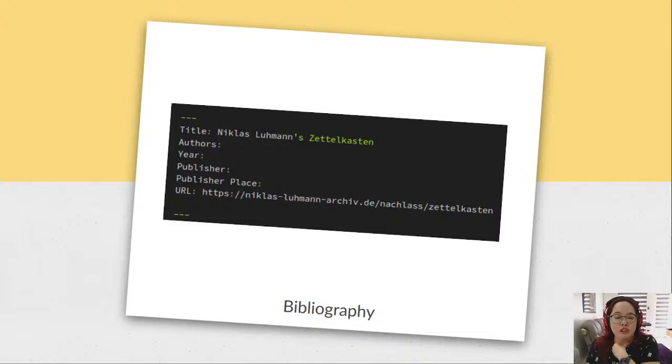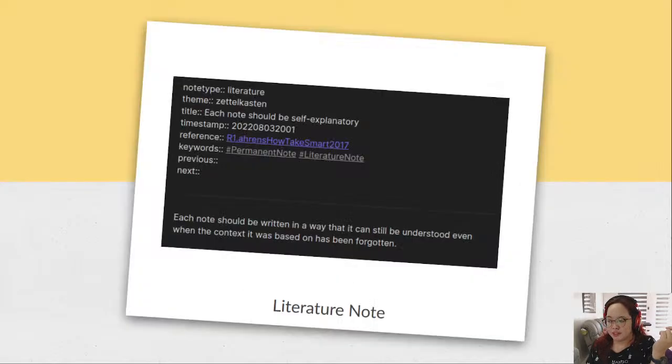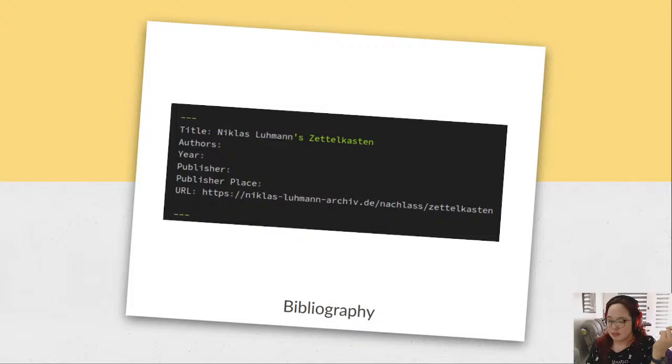So the bibliography note contains all the information about the book, about what you're reading. Not necessarily a book. It can be a website even. Okay? So we have your title, Niklas Luhmann's Zettelkasten. I don't know the authors yet. I couldn't find the authors. I couldn't find the year yet on when this was published. Okay? So this is a different book from what you see here. This is from Ahrens. But, example. Publisher, place. I don't have this information, but I have the URL.